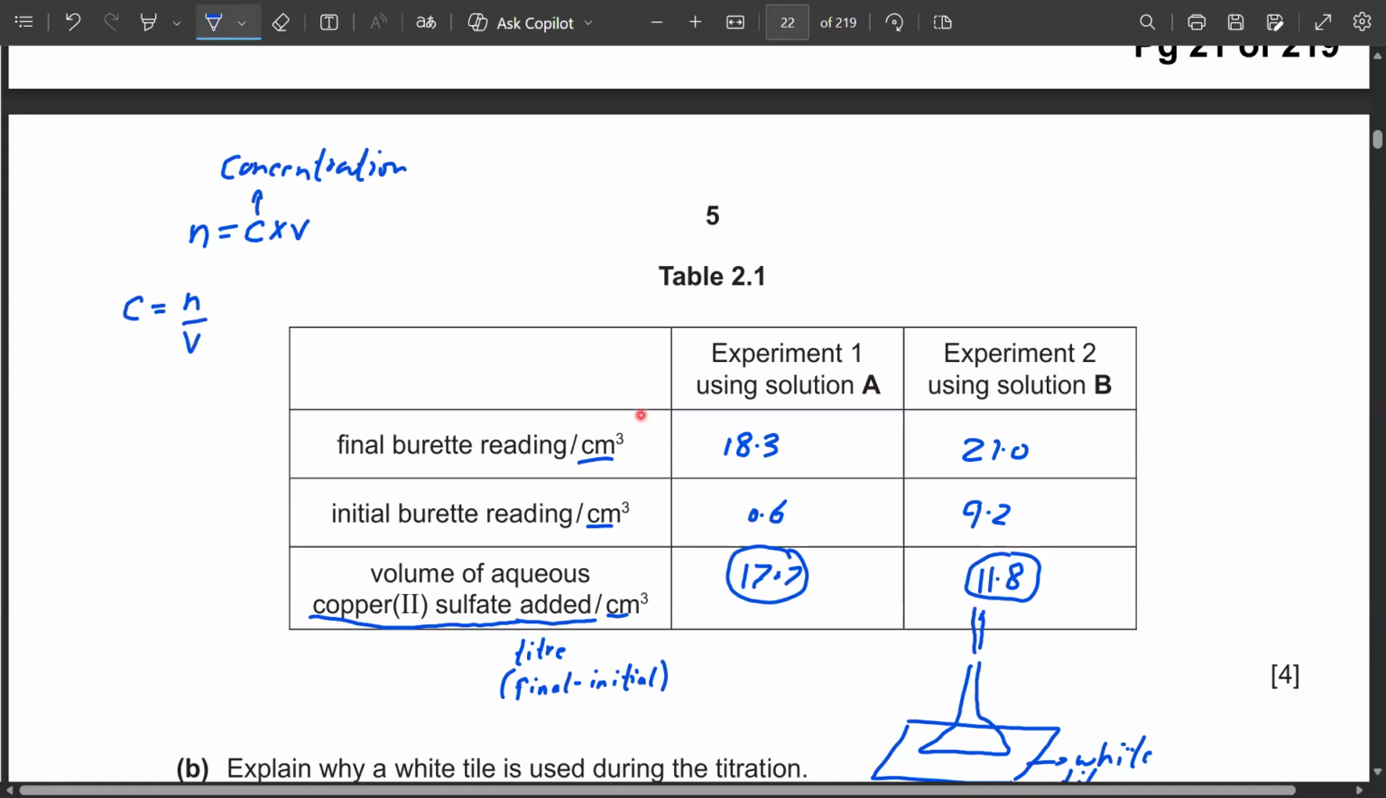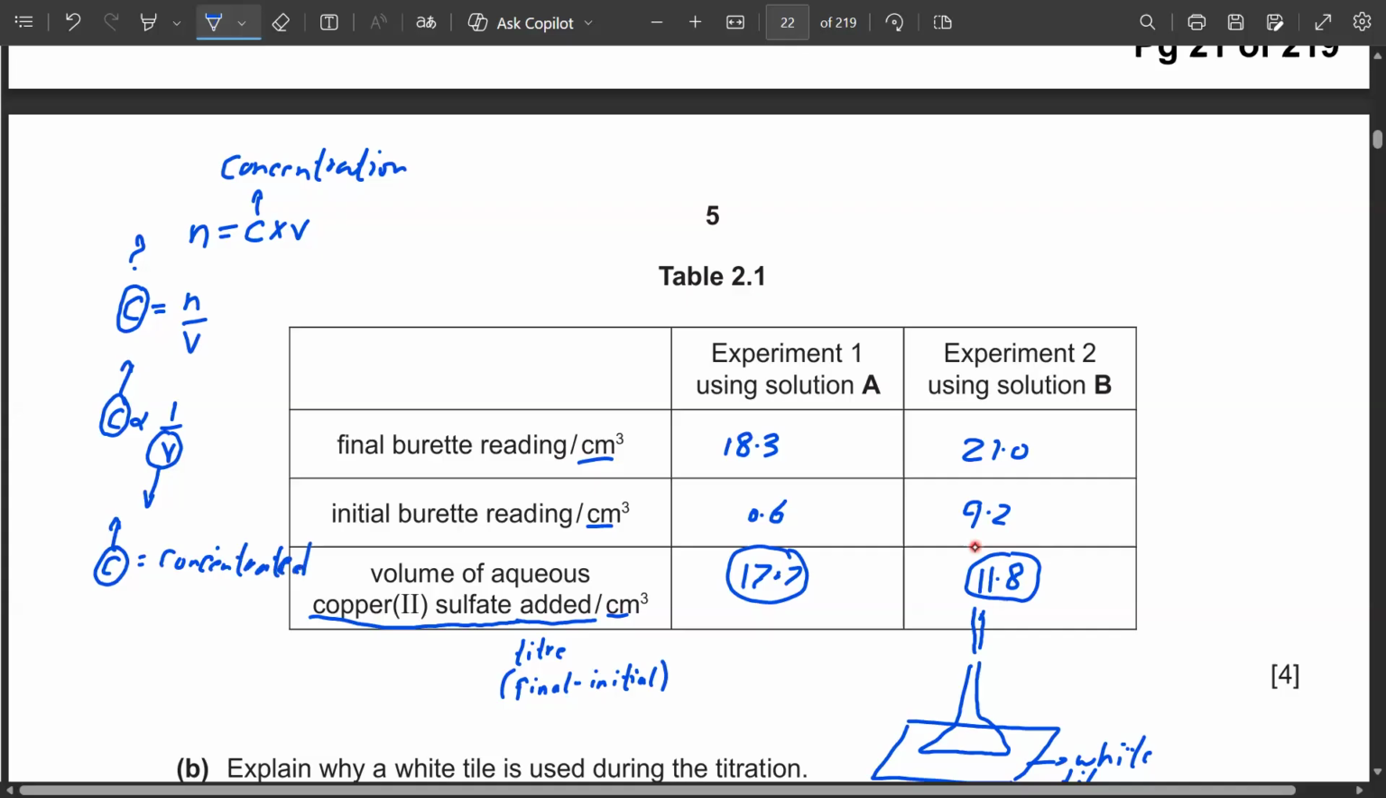Now we do not know the number of moles here because we do not have the concentration value, but we are supposed to find the concentration value. What is C? C has to be determined. However, we can use the values of the volume here. In experiment 1, there is 17.7, and in experiment 2, we have 11.8 cm cube. So what we see, C is inversely proportional to the volume. If the volume is smaller, then the concentration will be higher. Higher concentration means it's the concentrated form.